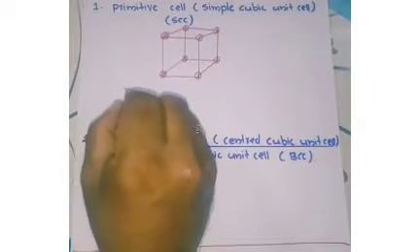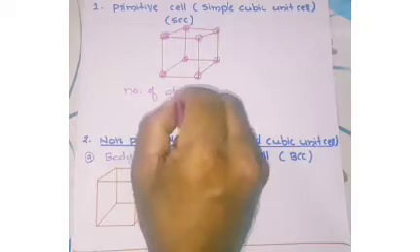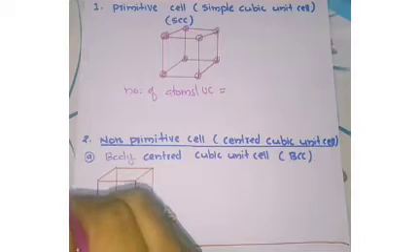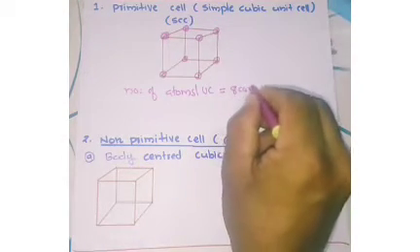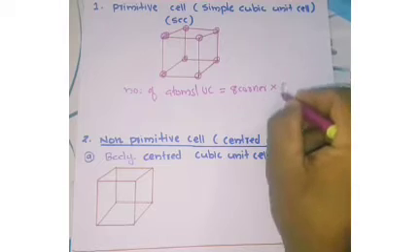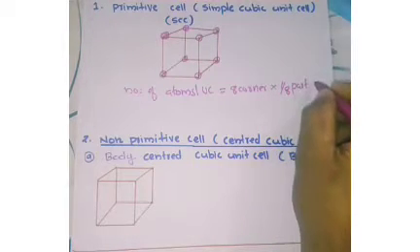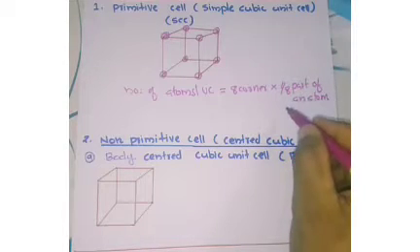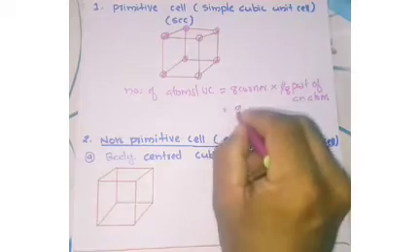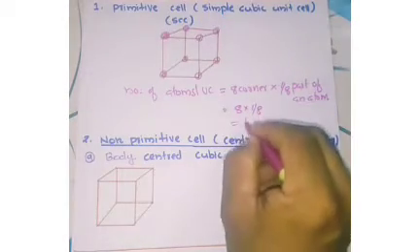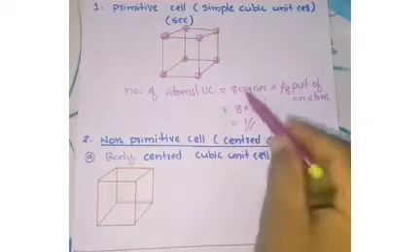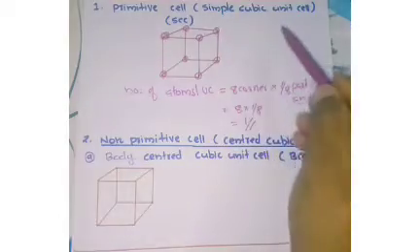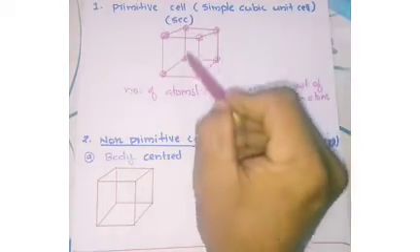So the number of atoms per unit cell is equal to how much? 8 corners into 1 by 8 part of an atom, because the contribution of atoms at a corner is equal to 1 by 8. That is 8 into 1 by 8, how much? 1. So the number of atoms in a simple cubic unit cell is 1.